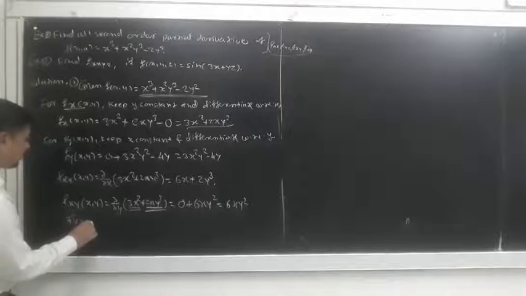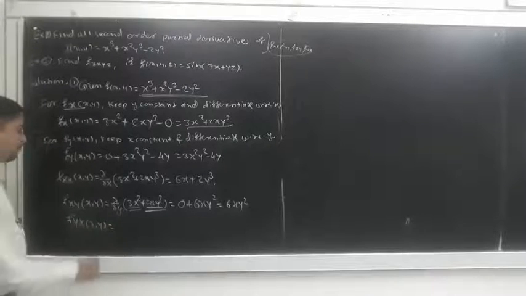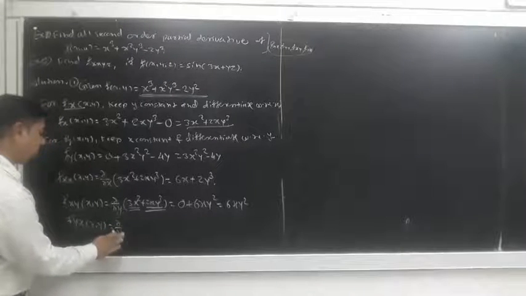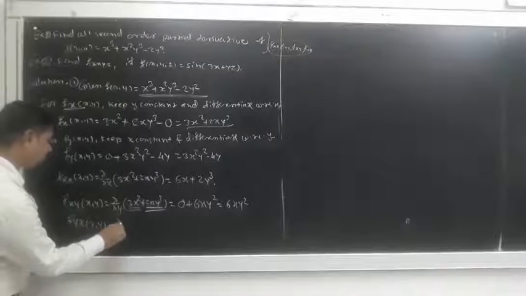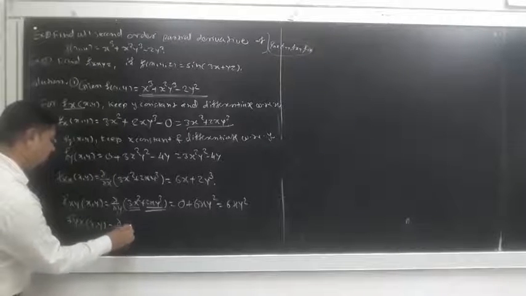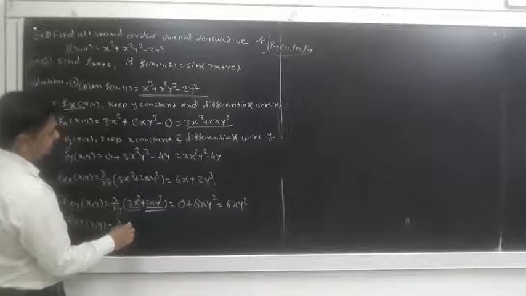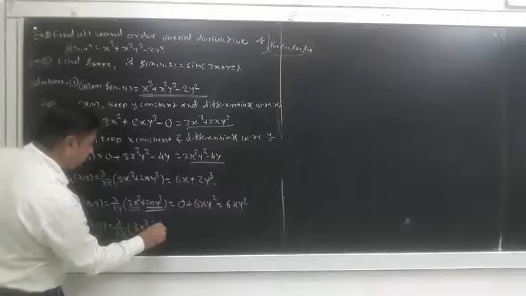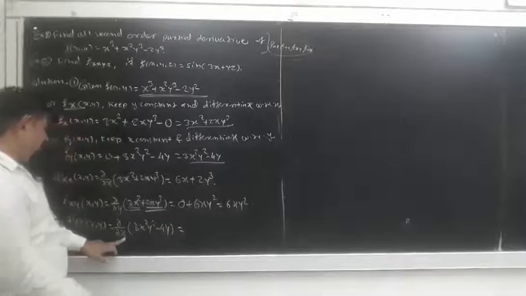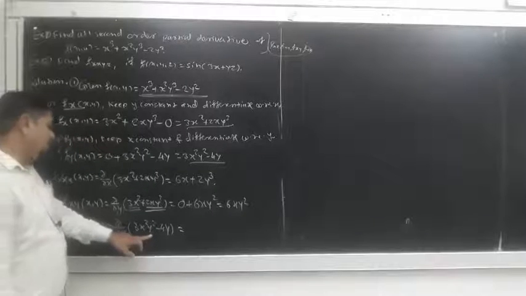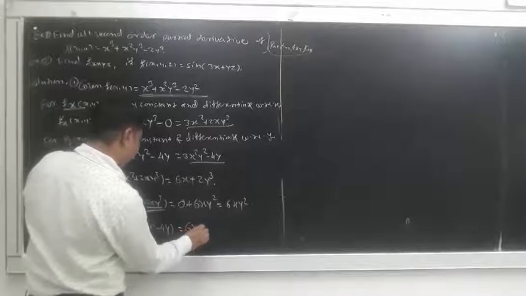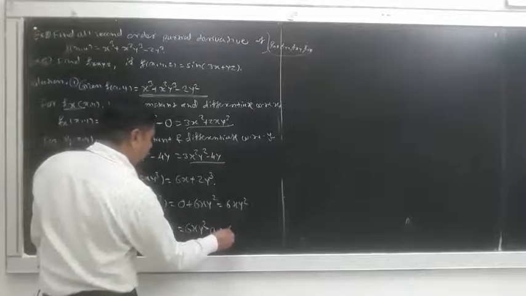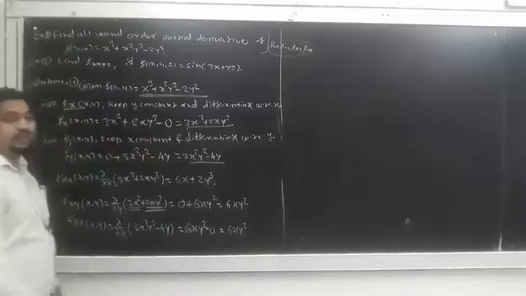What do we have to find next? fyx(x, y). fy means we have to differentiate with respect to x. What is our fy? It is 3x²y² − 4y. Differentiating with respect to x, y is constant, so 6xy² − 0. So 6xy² is our answer.